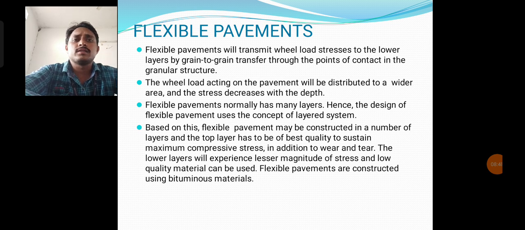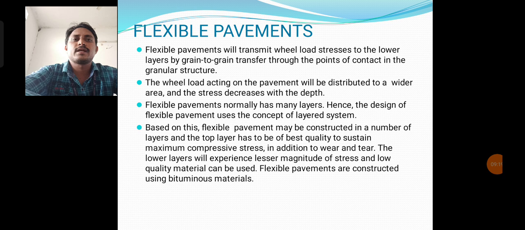The wheel load acting on the pavement is distributed layer by layer, affecting the area and the stress. How do these two factors influence each other? We know the stress equals load divided by area. If the area increases, the stress reduces. If the stress increases, the area is reducing. So with a wider area, the stresses decrease with depth.